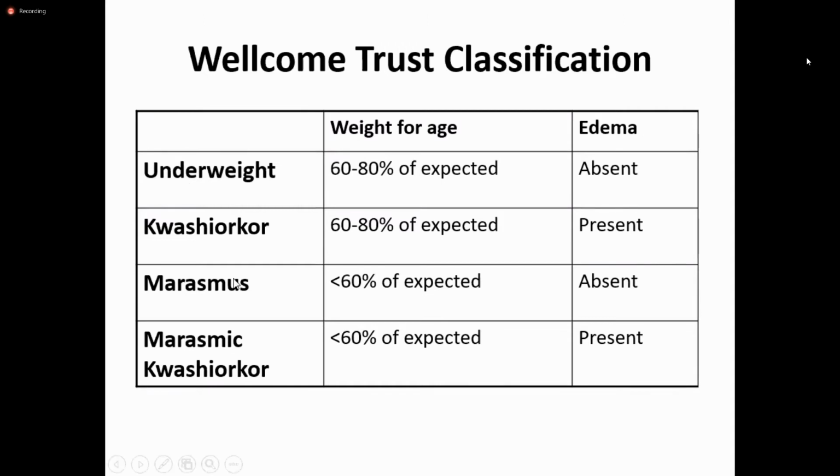So this is again an old classification. Nowadays we do not use it, but to understand the severe forms of malnutrition, this classification is helpful. Especially the older generation, they are continuing to use these terminologies like kwashiorkor, marasmus. Nowadays we usually say severe malnutrition or severe undernutrition.